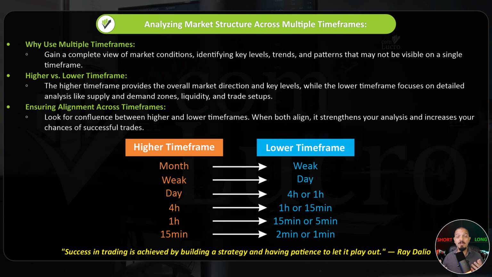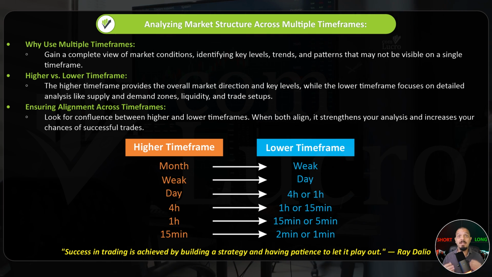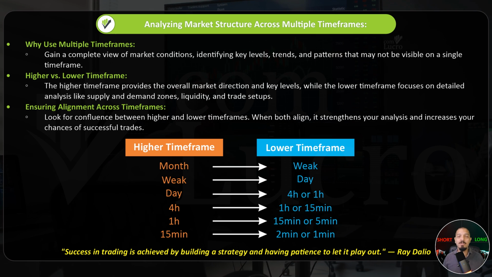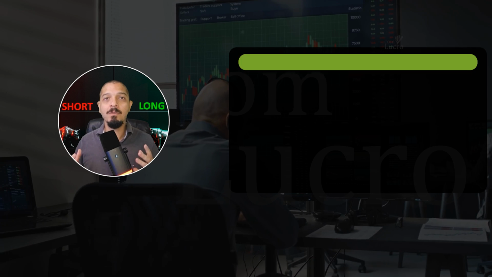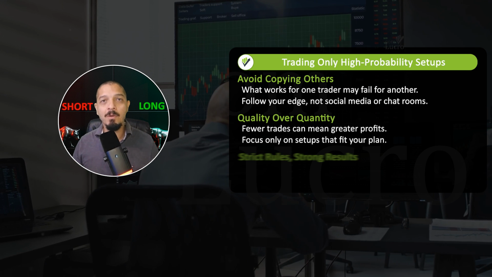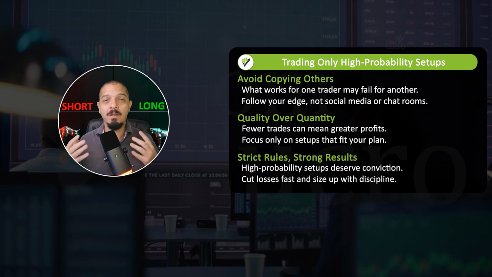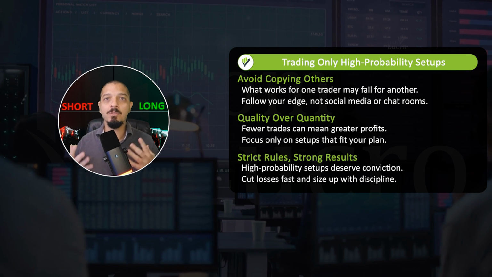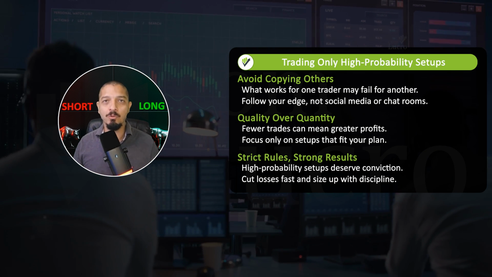When both charts are in agreement, it strengthens the validity of your analysis and significantly improves your chances of executing successful trades. To reinforce this idea, here's a practical reflection from Phil Goedeker on how focusing only on high probability setups and being selective with your trades can dramatically improve results.